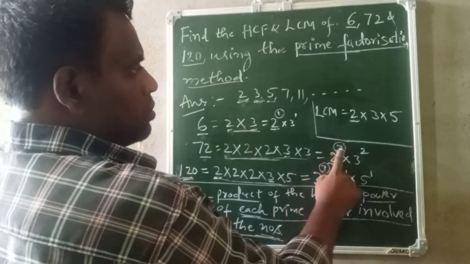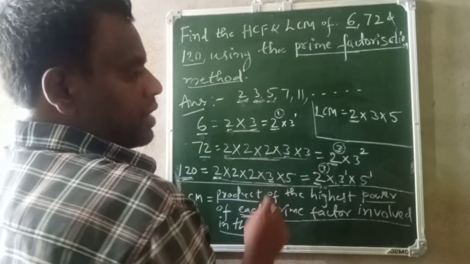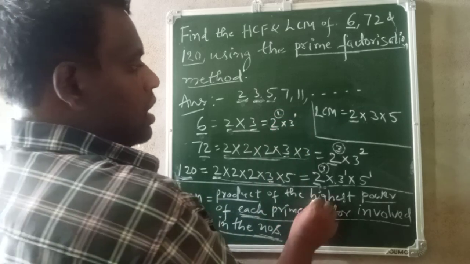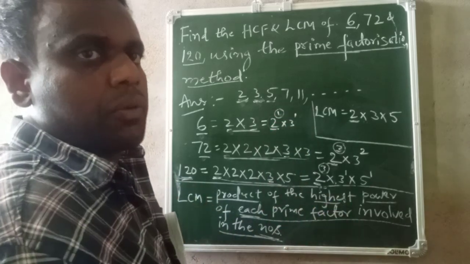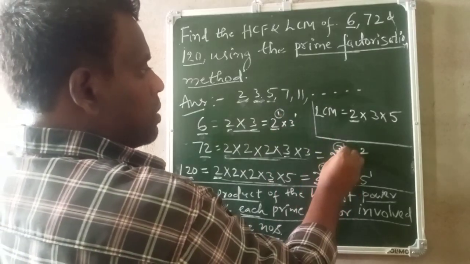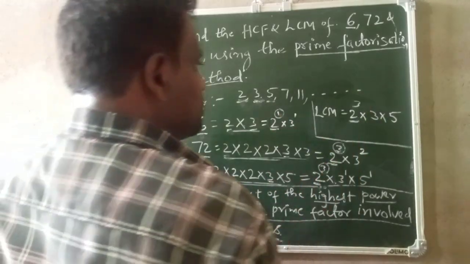Leave it. Now 3 is greater than 1, correct? 3 is bigger than 1. That means highest power means the biggest power you have to take. Since 3 is bigger than 1, so I will take this power 3 and I will write here. Okay.